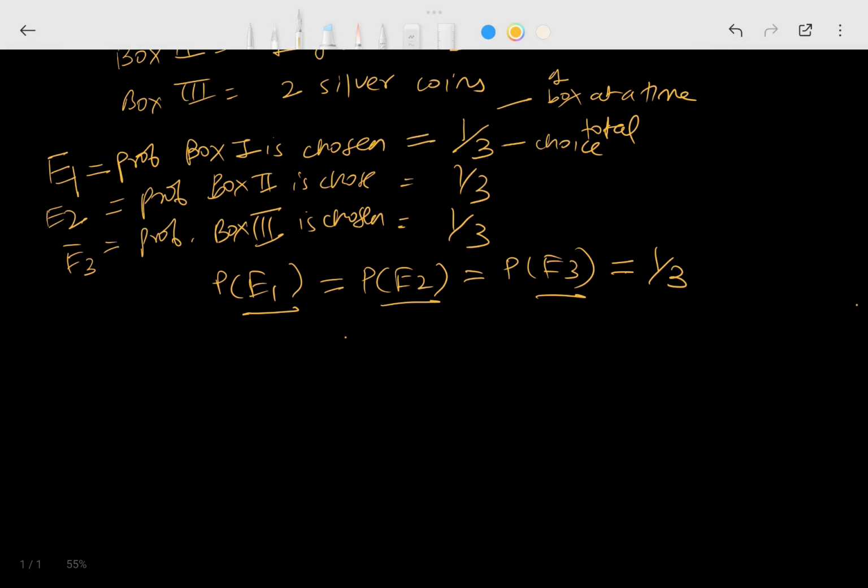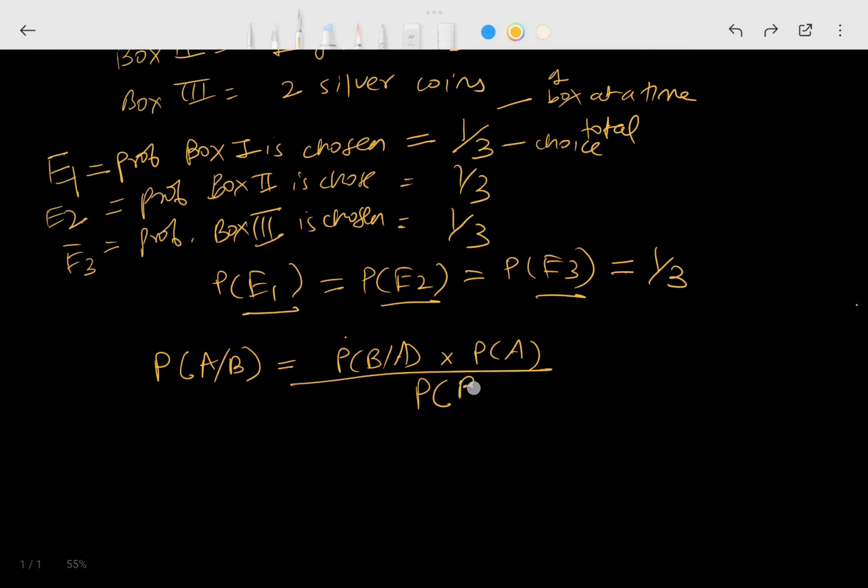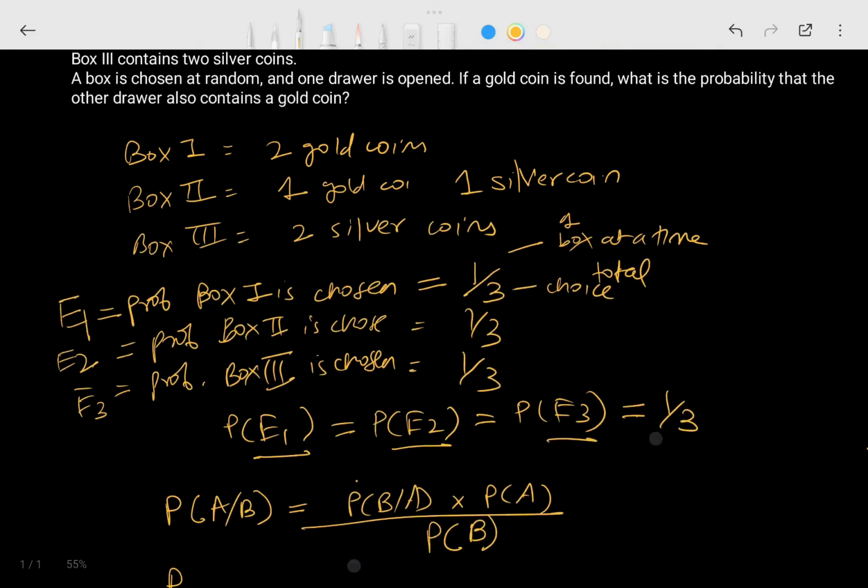Okay, one coin is drawn and the coin is gold. So let us go back to the formula that we had just learned. The formula was P(A|B) is equal to P(B|A) into P(A) divided by probability of B. What we essentially want to understand is this. What is the question asking?